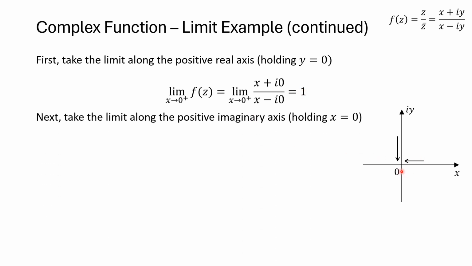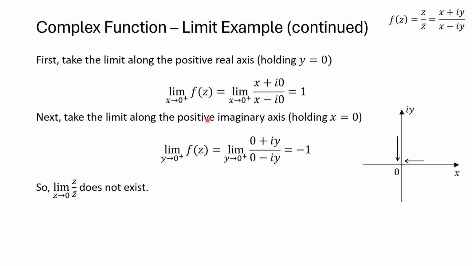Then we hold x equal to 0, and we approach the point 0 along the positive imaginary axis. We plug 0 in for x. We take the limit as y approaches 0, and we get iy divided by minus iy, which gives us, when we take the limit, minus 1. And so these two are different, which means the limit of this function does not exist as we approach 0.